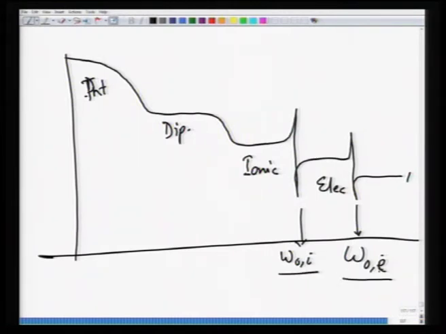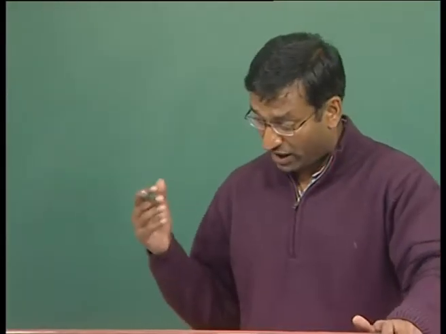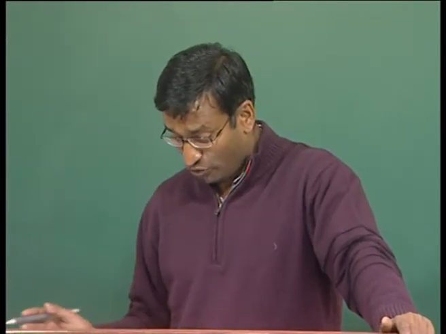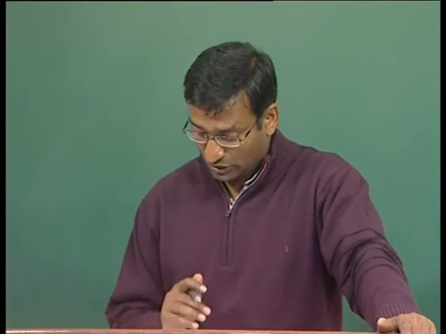As you can see, omega naught ionic is smaller than omega naught electronic, and you can understand that because the masses have become higher. In the first case you are only treating electrons with respect to nuclei, and in the second case you are treating cation with respect to anion. As a result of this increase in mass, since the system has become heavier, it requires more time to move and resonate, and as a result omega naught I shifts to the lower side.